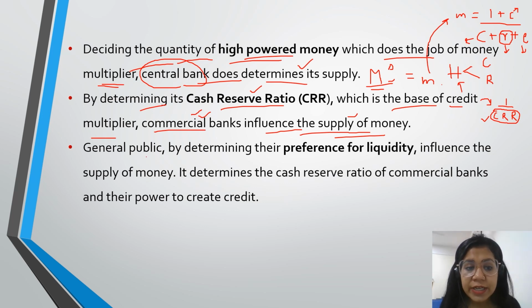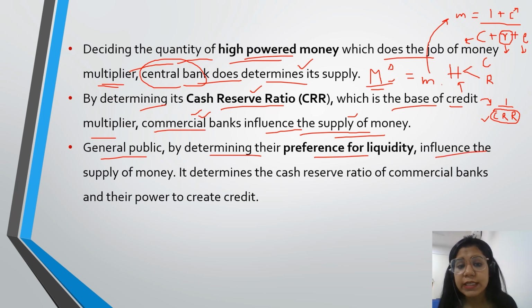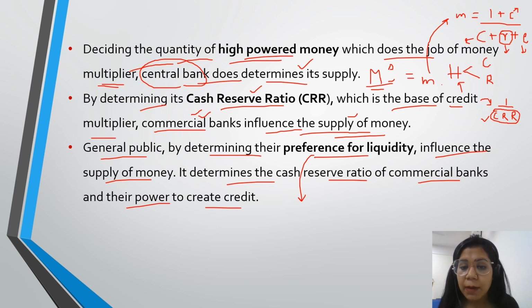Now, how does the general public influence the supply of money? The general public does that by determining their preference for liquidity, and through this they influence the supply of money. It determines the cash reserve ratio of the commercial banks and hence their power to create credit. Firstly, what is this preference for liquidity? It means how much cash the public wants to keep in hand and how much they want to keep with the banks.